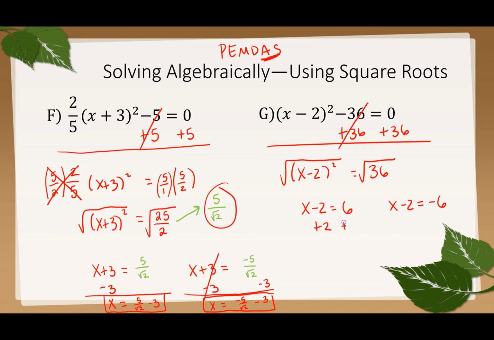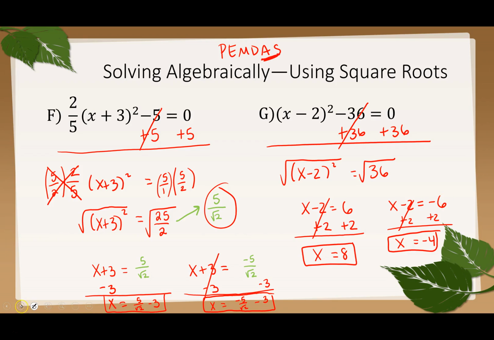Add 2 to both sides. That disappears, and I'm left with x equals 8. And over here, adding 2, that disappears, so I'm left with x equals negative 4. Because you owe me 6, but you pay me back 2, so now you owe me 4.